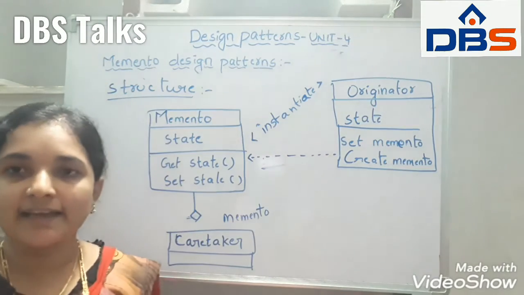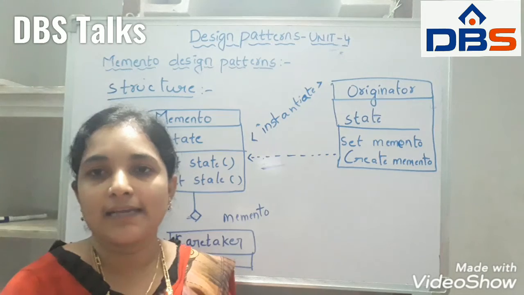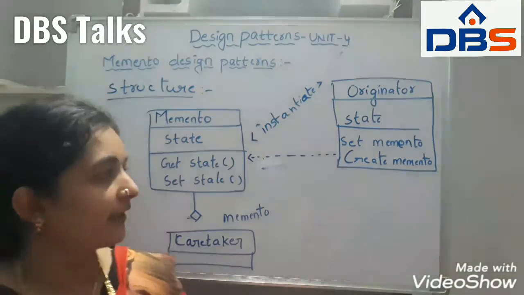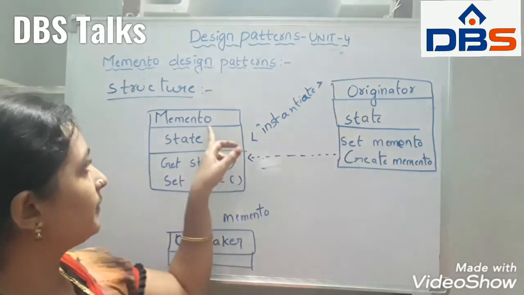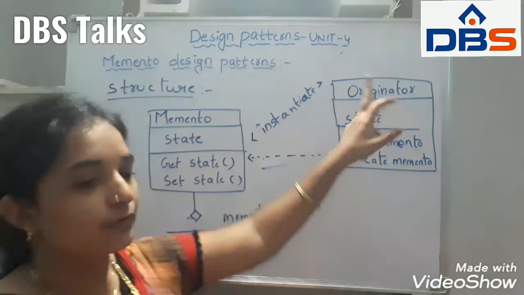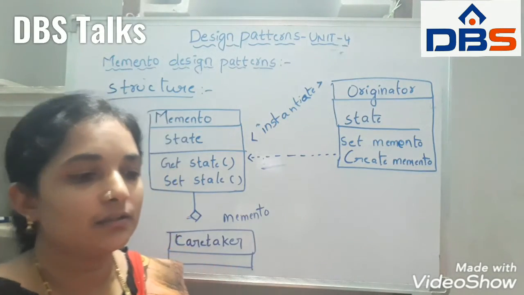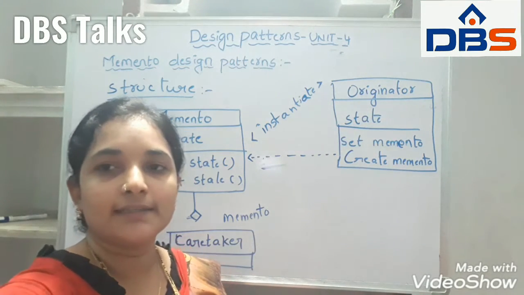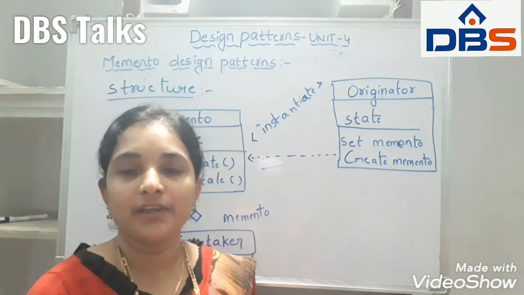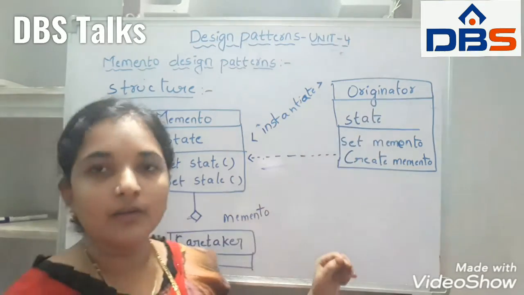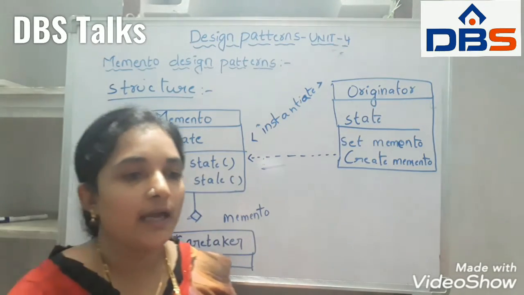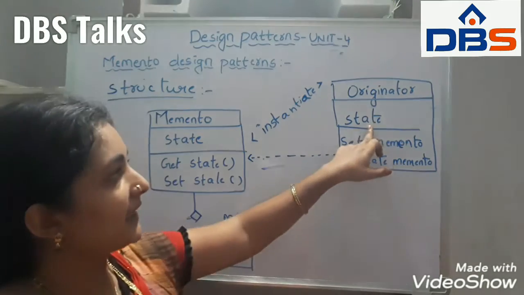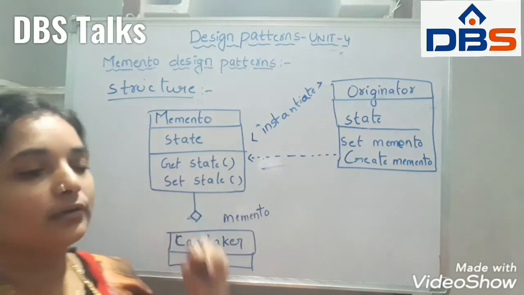So this is the class diagram. In this class diagram I have the memento and the originator, with the state of the memento and the state of the originator. In this diagram there are two classes: the state originator is one class and the state memento is another class.